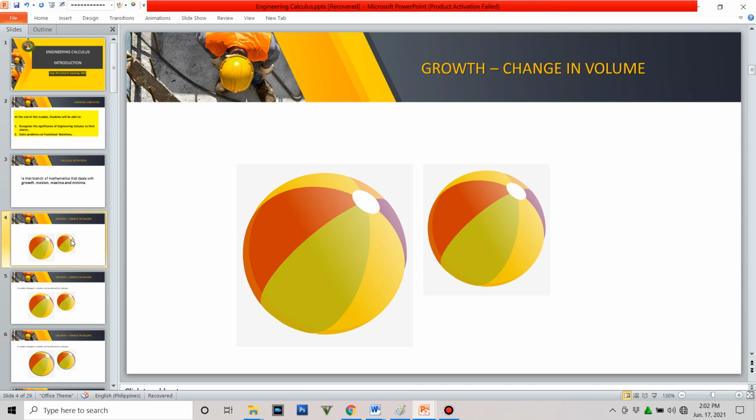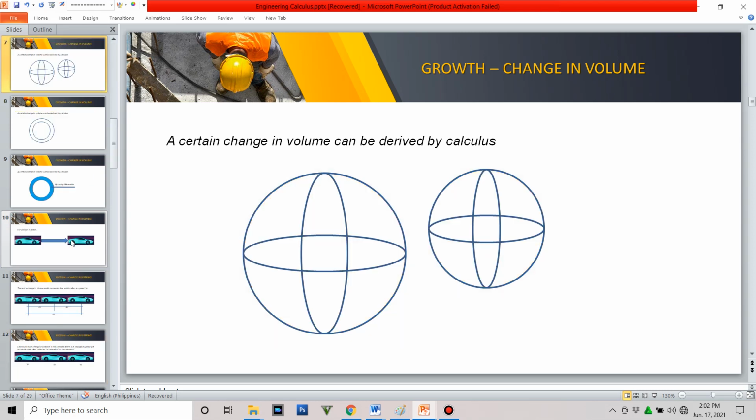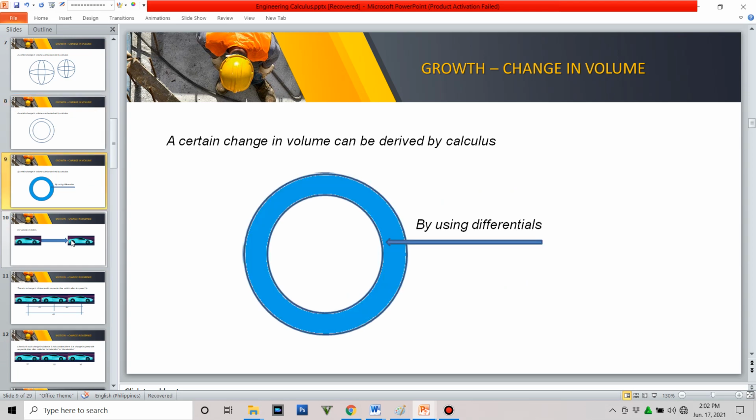When we have a spherical shape, of course, it is implied that this has a corresponding volume. These two balls actually have different volume and it has also different radius. A certain change in volume can be derived by your calculus. Say we have here two spheres, and of course there will be a difference in the volume. By using differentials, we can facilitate the values of that differential volume.